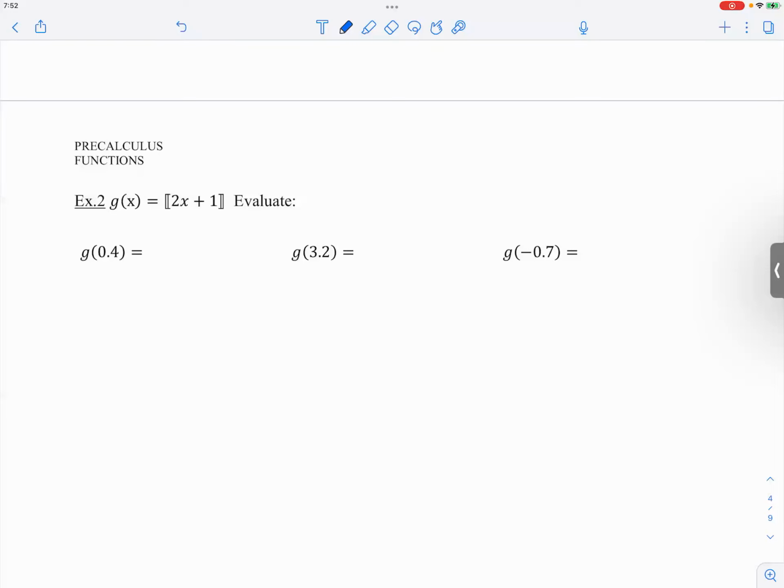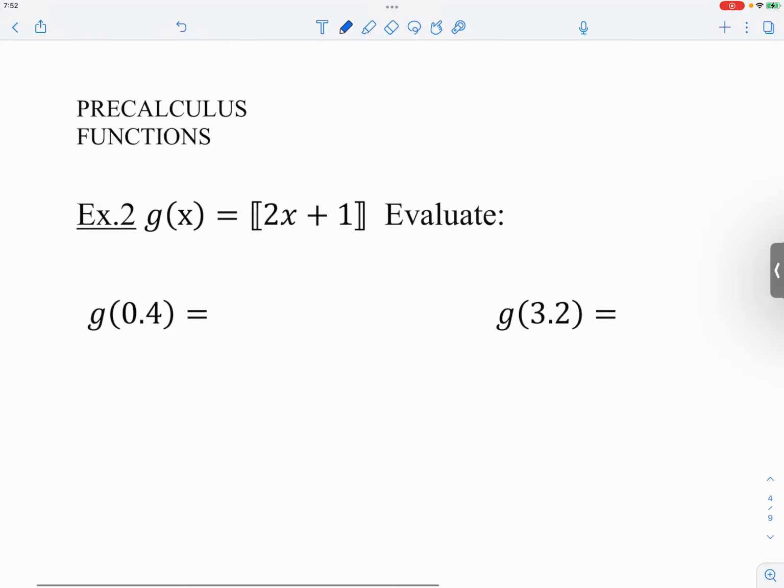Okay, so now what about the next example? It's not a simple step function. We have step function of 2x plus 1. Well, guess what? You should be very good with function notation by now, right? So you do 2 parentheses plus 1, right? Again, always use parentheses when you do functions. Always do parentheses when you do functions.